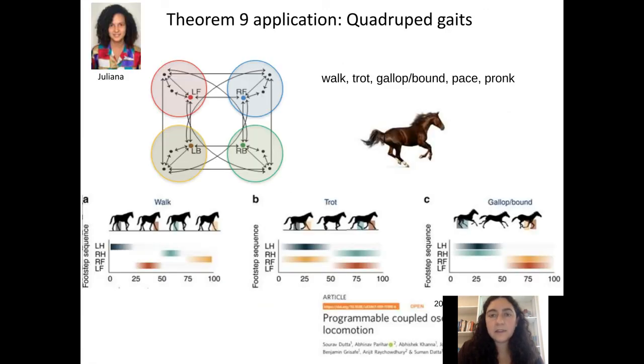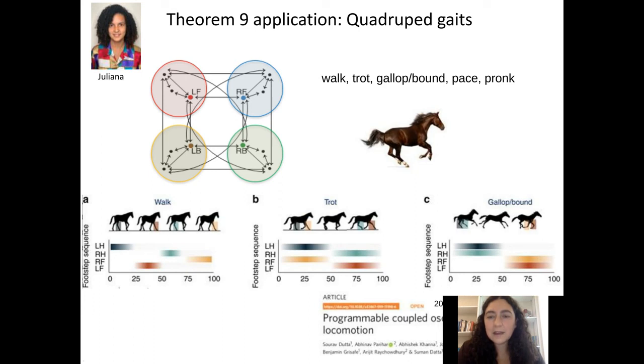Okay, so I'll end with an application of this, and that is to central pattern generator circuits. In this case, my student Juliana worked out a central pattern generator circuit for quadruped gaits. So these are the familiar, like for a horse, walk, trot, gallop, bound, pace. I'm not sure the horse does pronk, but these are all familiar quadruped gaits. So these are locomotive patterns of motion.